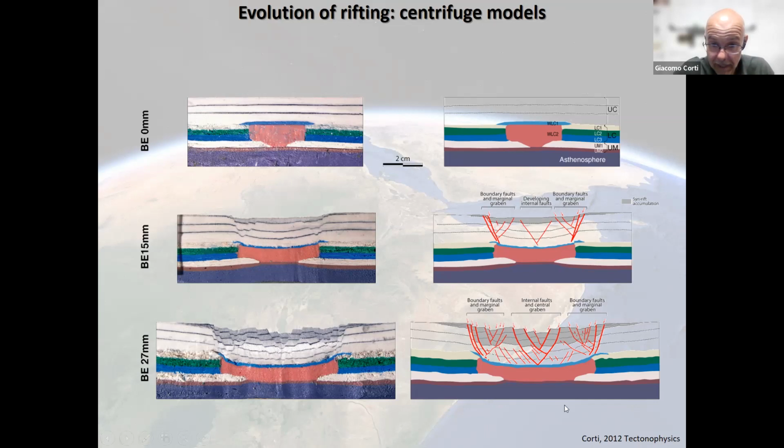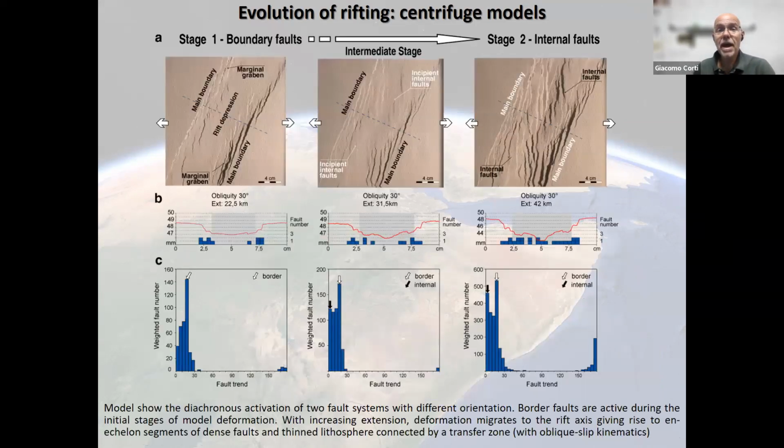Whereas if we increase deformation, you see that things change. We have the development of another graben structure at the rift axis. So we have internal faults in the central graben and a decrease in the activity of the boundary faults and the marginal grabens. So we have a two-stage evolution of our models.